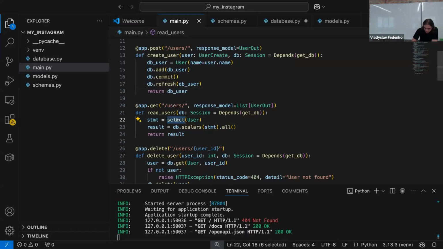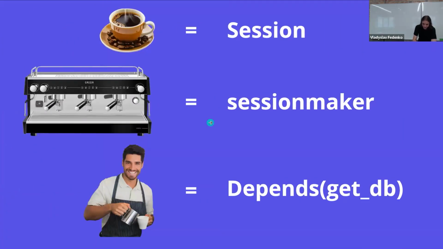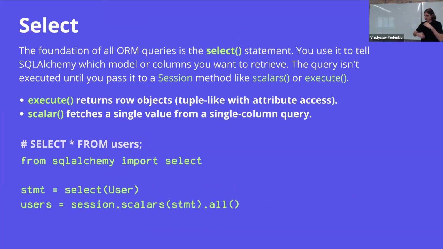Get users. Here we will use our select method. So let's talk about how to perform actual queries. As you can see, it's pretty similar to how we do this with raw SQL, but we are using a Python method for this. So the main method is select, and for a select statement, we have the select method.